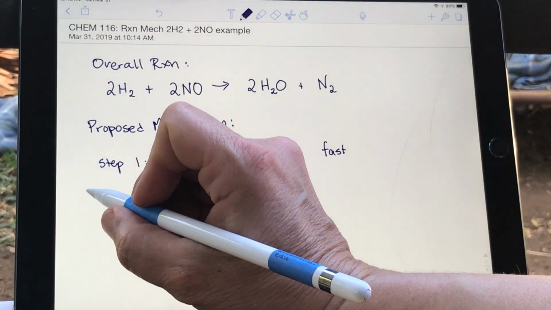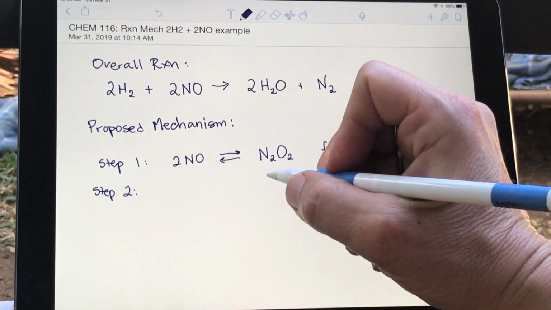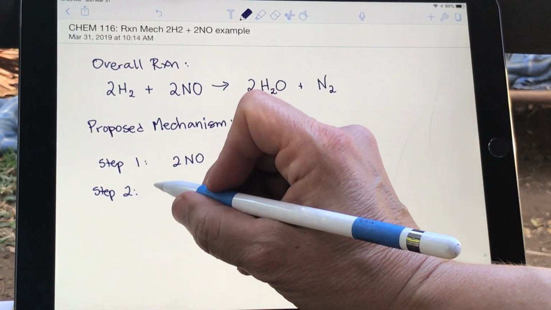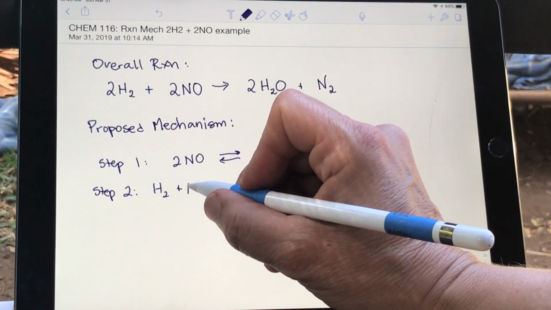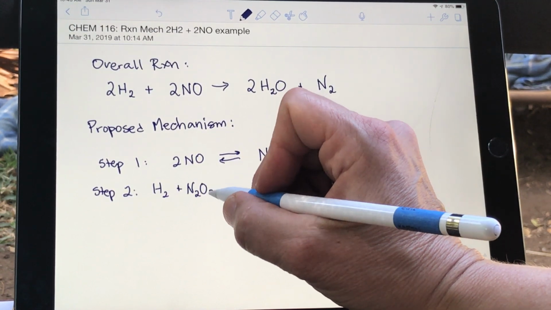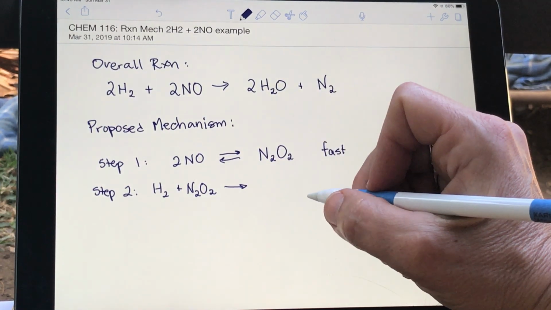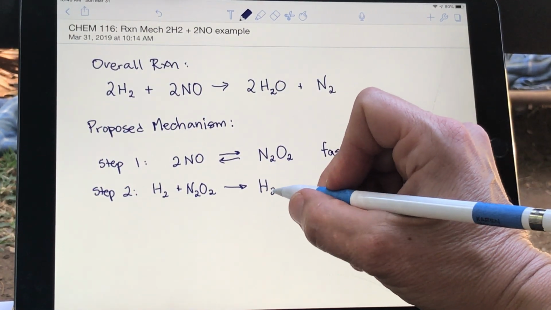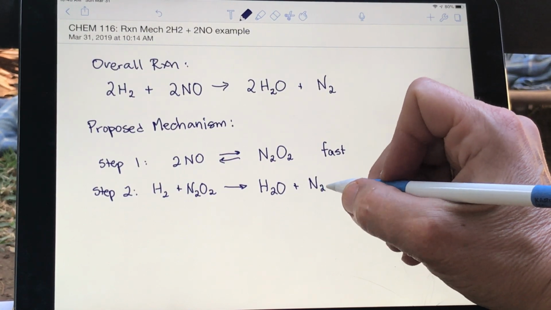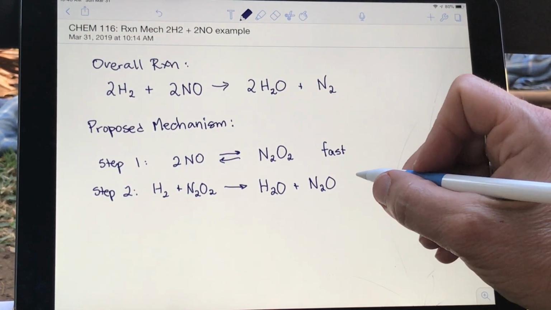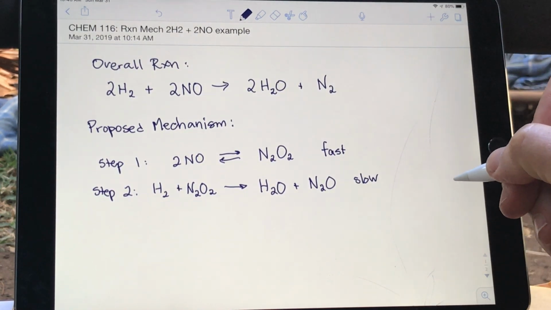Okay, so in step 2 of this proposed mechanism, we have H2 coming in and reacting with the N2O2 that appeared. This forms H2O and N2O. In this proposed mechanism, this is the slow step.